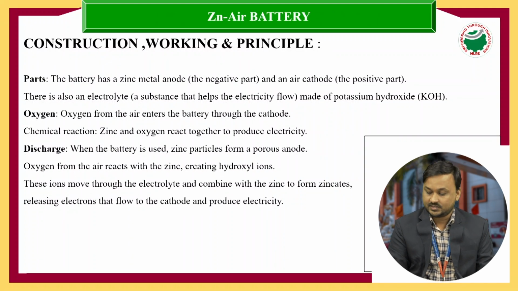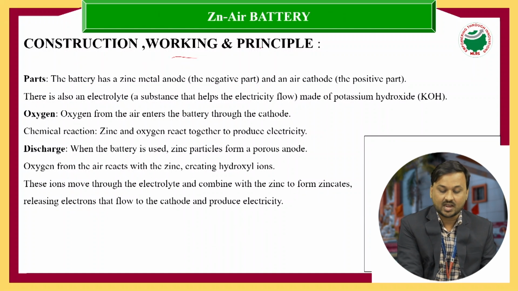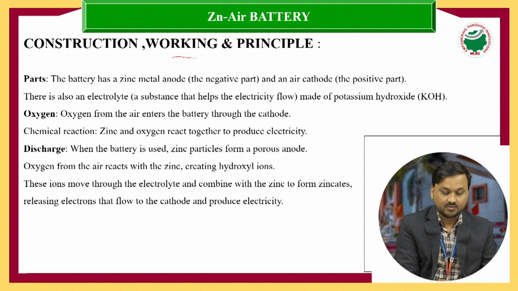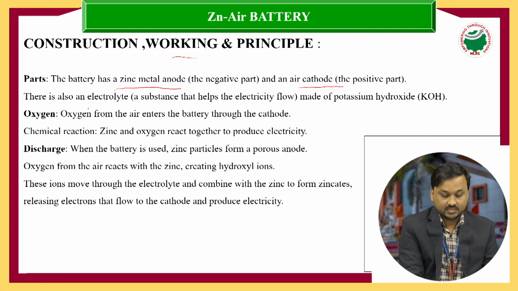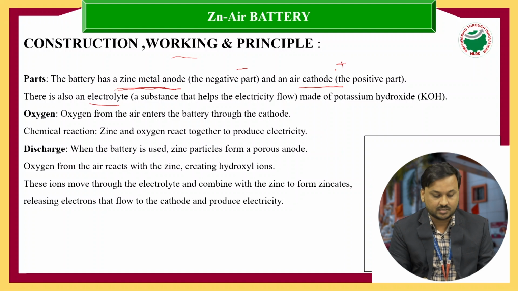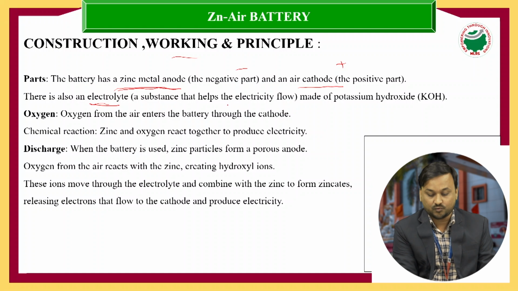Next, the zinc air battery example we discuss here: zinc air battery construction, working and principle. Zinc air batteries consist of mainly three parts. The battery has a zinc metal anode and an air cathode. The third one is the electrolyte. In this battery, the zinc metal anode is the negative charge, the cathode is the positive charge, and the electrolyte helps the electron flow.